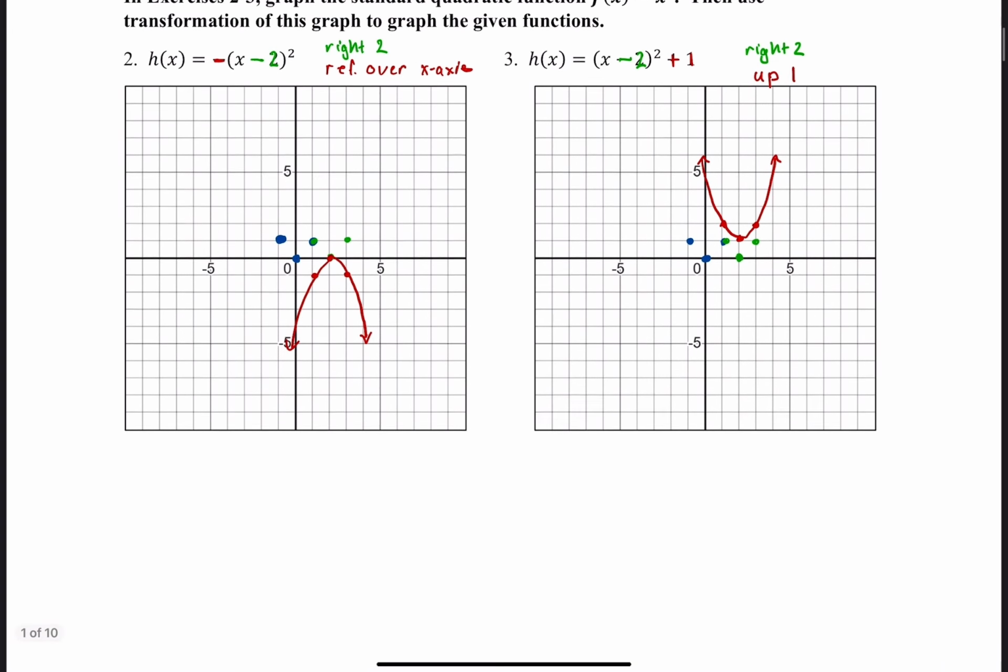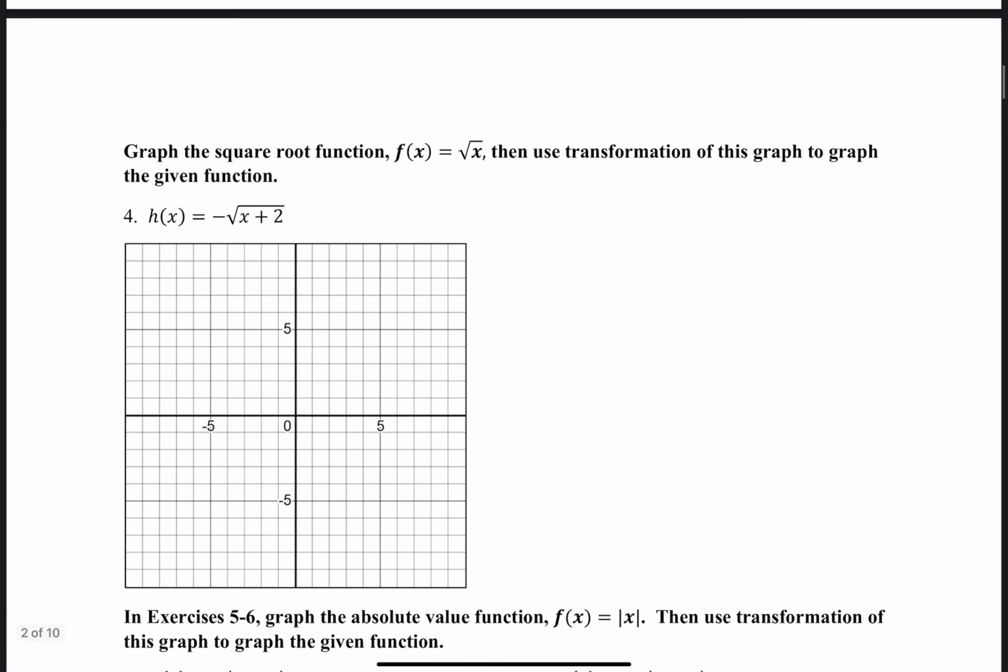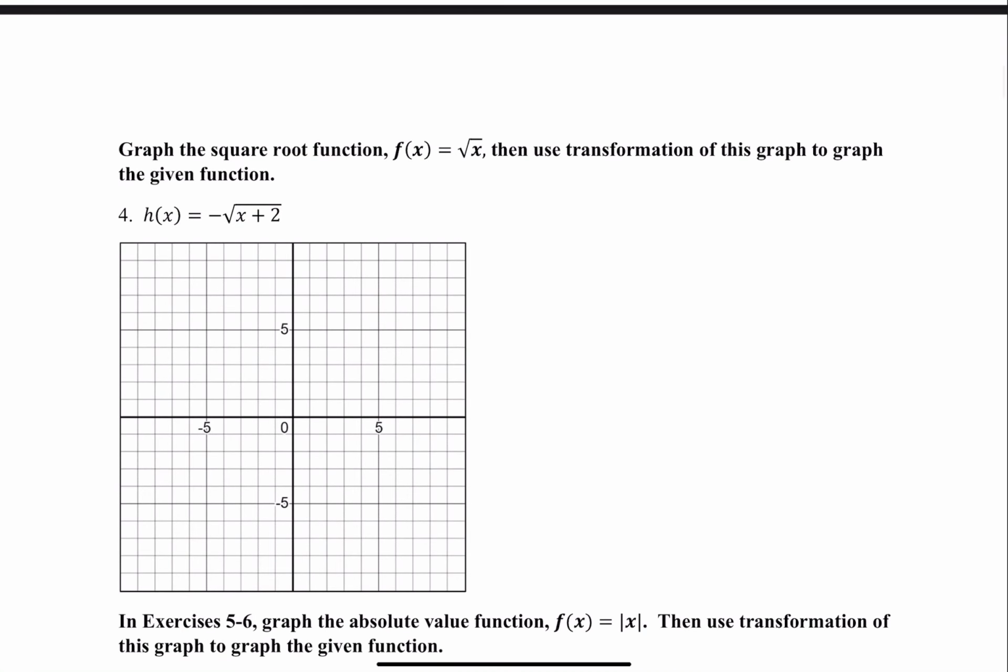On the next page, let's see what we have. Okay, so it's another transformation. This time it is going to be with the square root function. So the square root function, recall, is going to have those 3 points as anchor points.